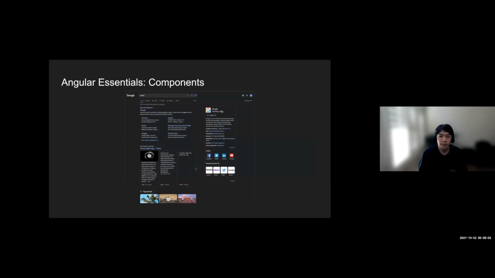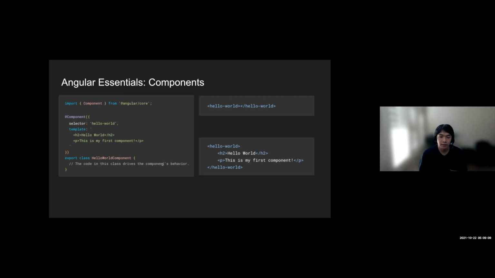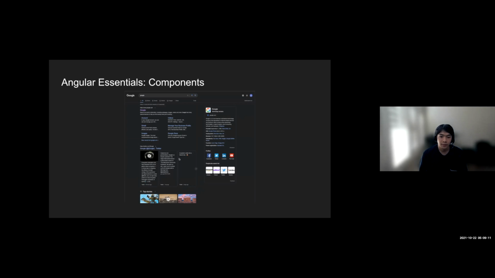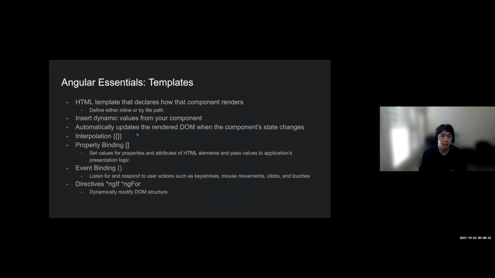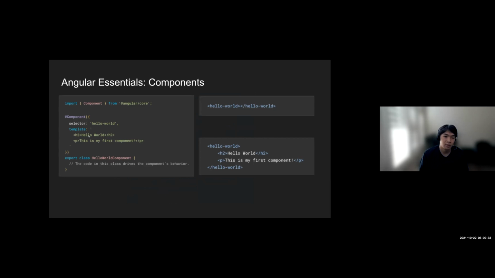And so this is a page I just mentioned. We can have different components, different files for each component. And you can also put dynamic data, so you can reuse this component for each Twitter post. So yeah, templates. It's an HTML template that declares how components render. You can either define it inline or by file path. So this would be inline.